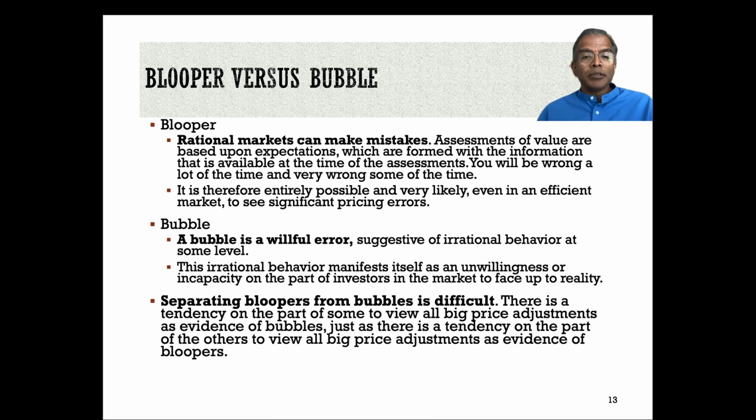Rational markets can make mistakes. So in hindsight, you might look at something and say, that looks like a bubble, but it might be entirely rational. A bubble is a willful error where you override information and you choose to push prices up. So the question is, how do you draw the line? And I think it's really difficult to do. In hindsight, you might say that was an obvious bubble. But let me give you a couple examples.